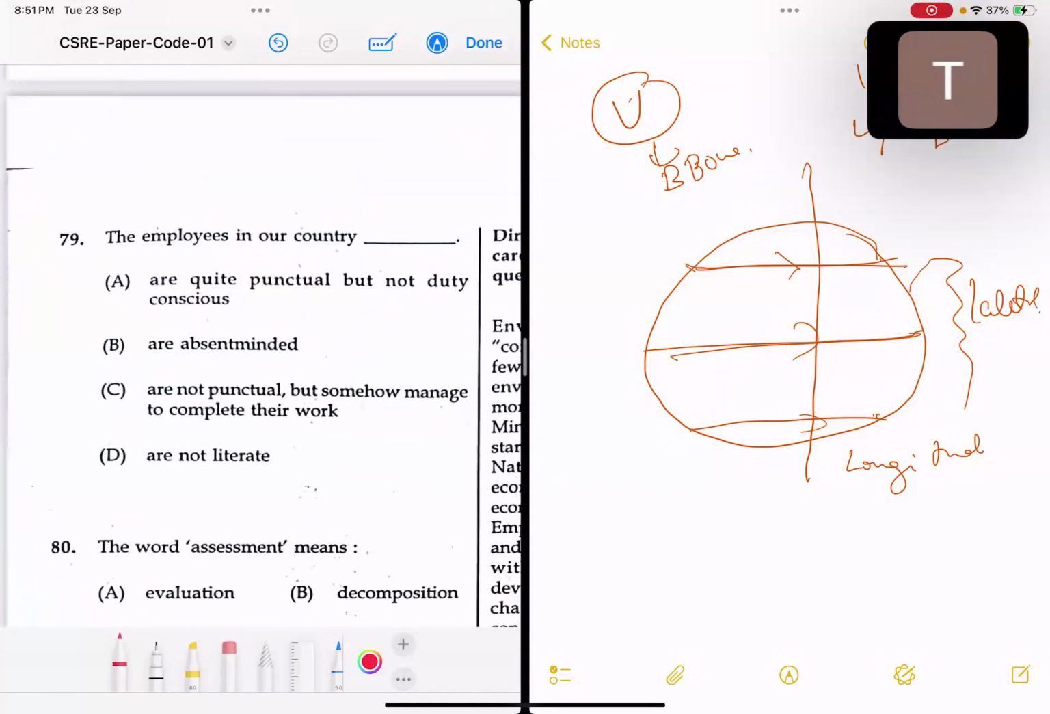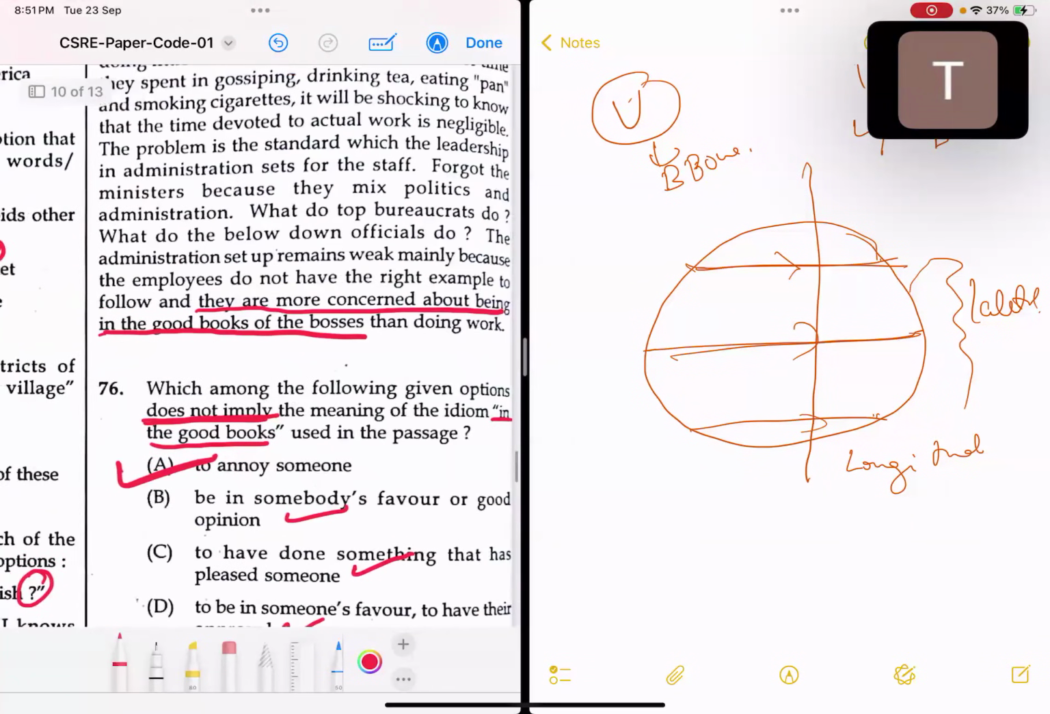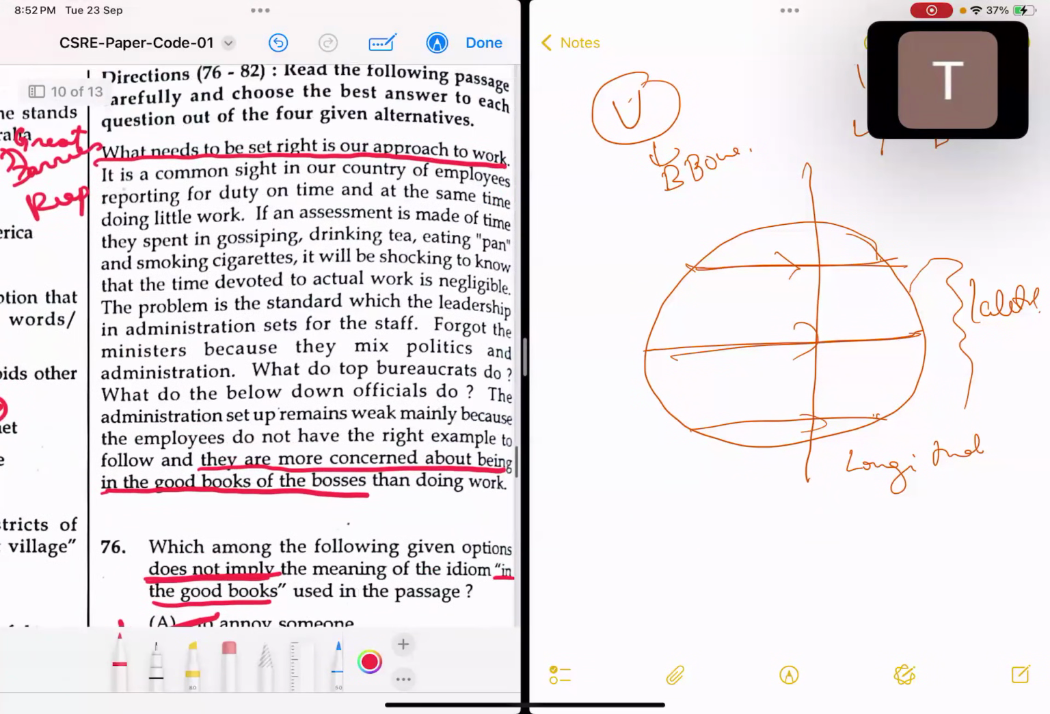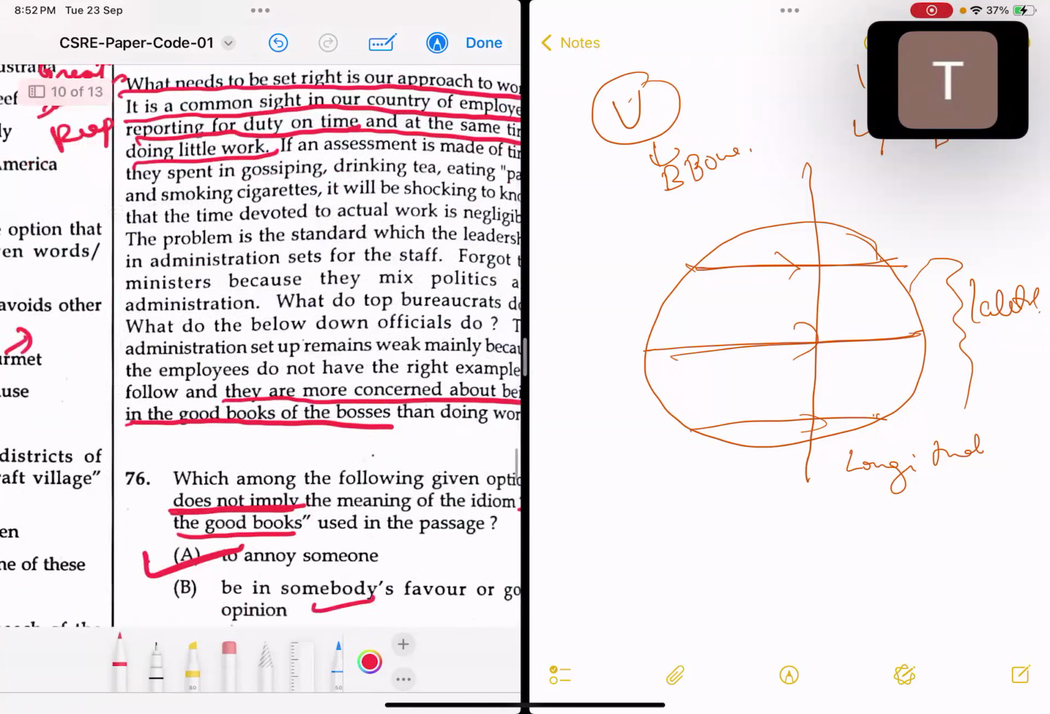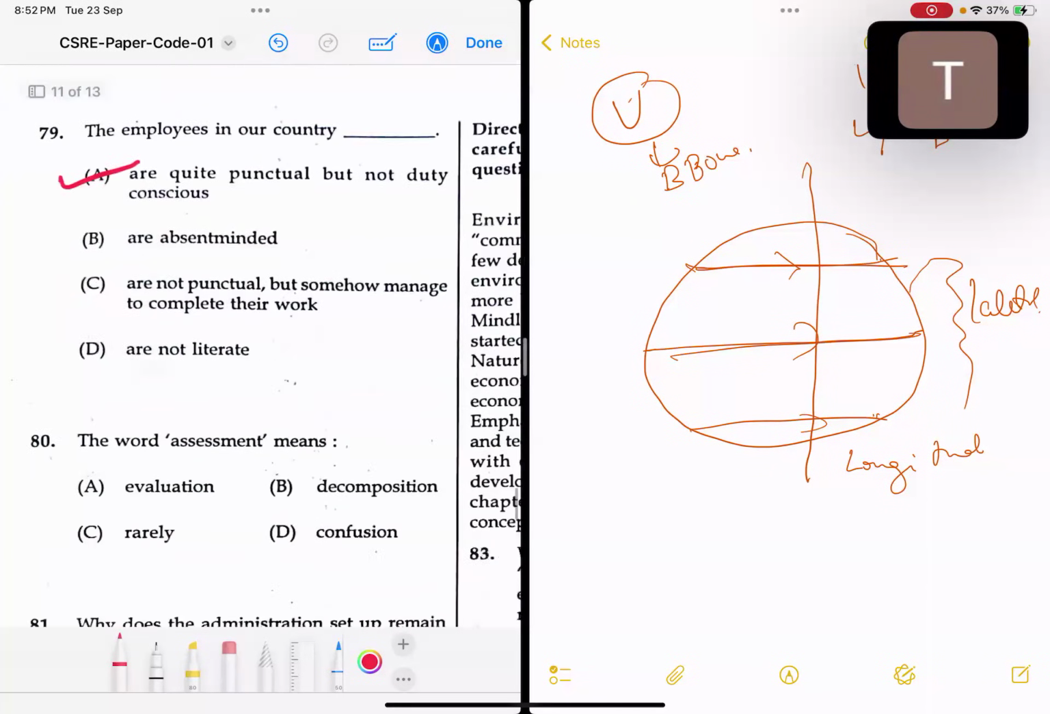79. The employees in our country. Now here, if you look at the second sentence again, it says that it is a common sight in our country of employees reporting for duty on time, which means that the employees are punctual, right? And at the same time doing little work, but they don't have work ethics, right? The employees are punctual, but they do not have work ethics, okay? So the employees in our country are quite punctual, but are not duty conscious, right?